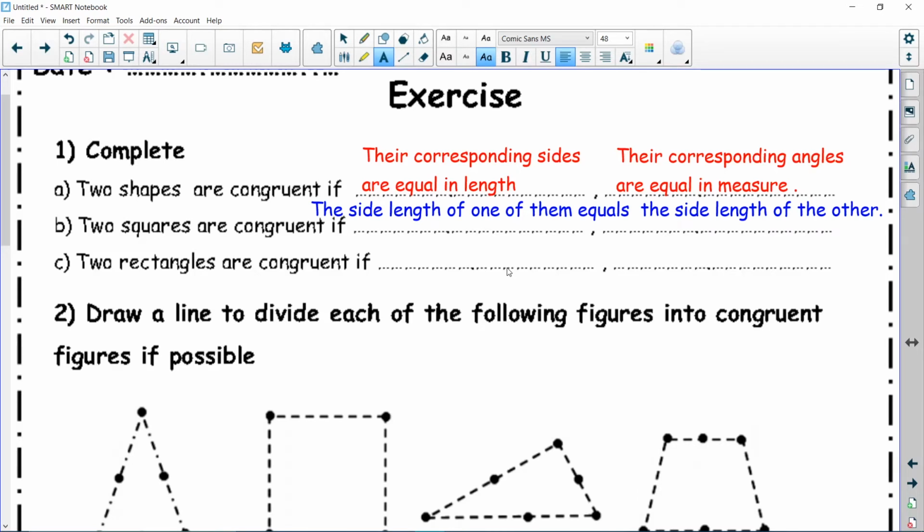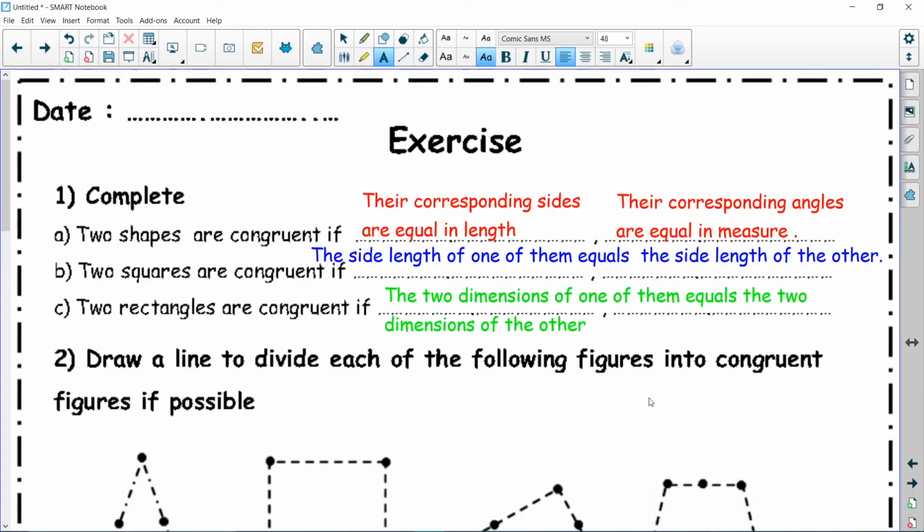Excellent. The side length of one of them equals the side length of the other. Number C. Two rectangles are congruent if... Right, the two dimensions of one of them equals the two dimensions of the other. Now try to keep number A, B, C again.